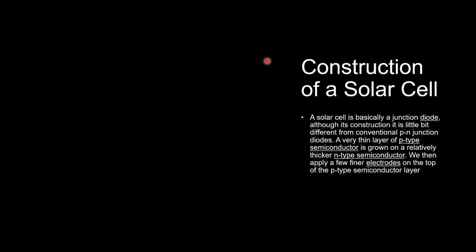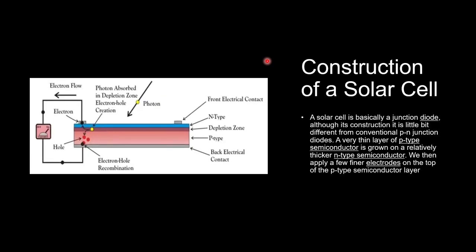Now, we'll see the construction of a solar cell. A solar cell is basically a junction diode, although its construction is a little bit different from conventional PN junction diodes. A very thin layer of P-type semiconductor is grown on a relatively thicker N-type semiconductor. We then apply a few finer electrodes on top of the P-type semiconductor layer.